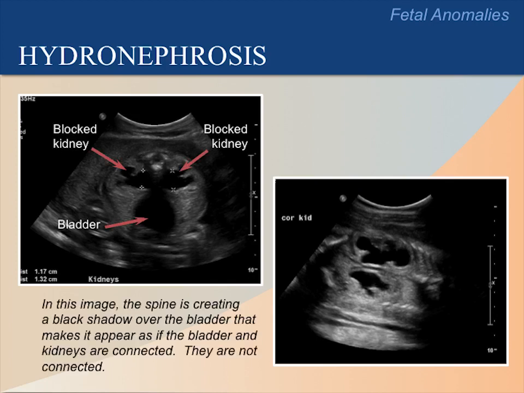In this case, there is a blockage in the urethra, which prevents the bladder from draining urine. So there is a backup of urine leading to enlargement of both the kidneys and the bladder. Notice the pyramids or ridges indicating the kidney and the smooth contour of the bladder. This image also shows how the spine can create a dark shadow that makes it appear as if the kidneys and bladder are connected. They are not connected.